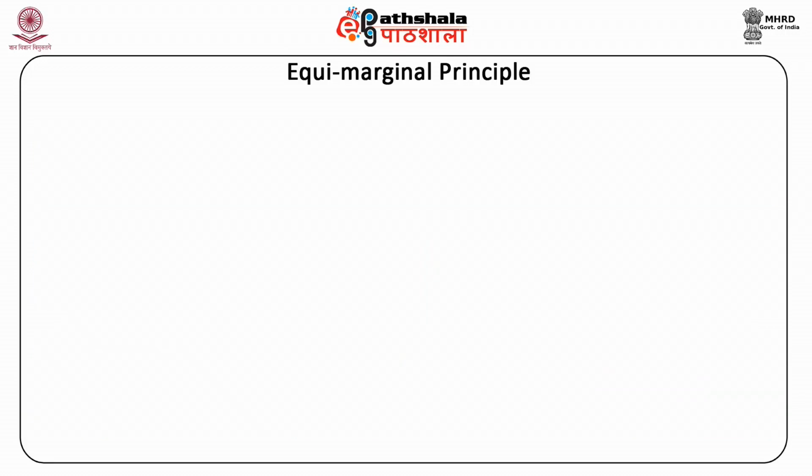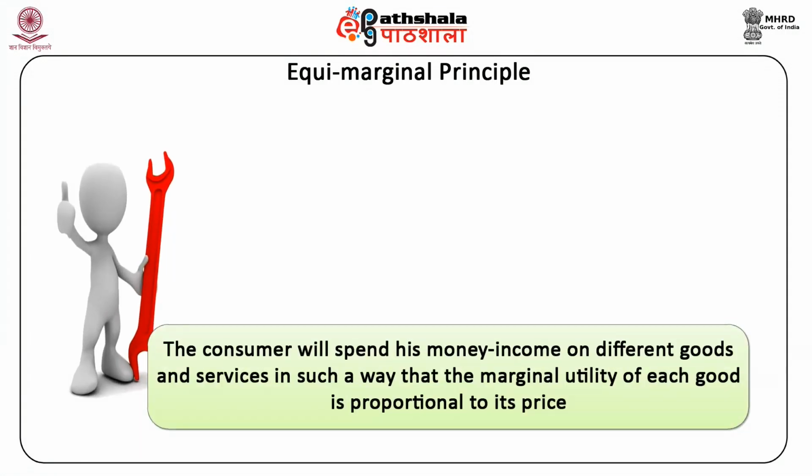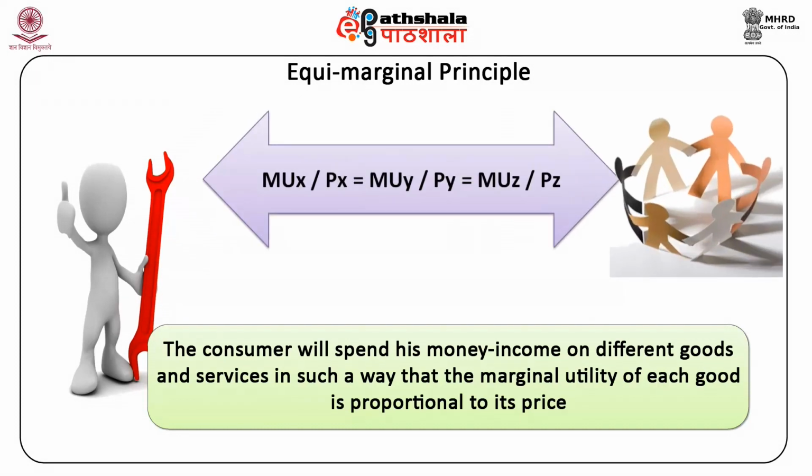It states that the consumer will spend his money income on different goods and services in such a way that the marginal utility of each good is proportional to its price. That is, MUx/Px = MUy/Py = MUz/Pz, where MU represents marginal utility and P is the price of the good.